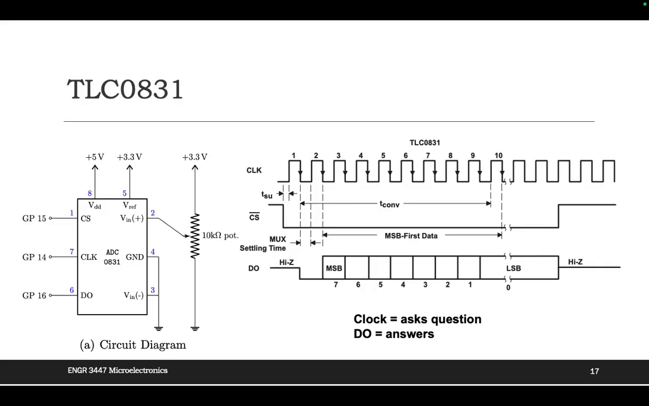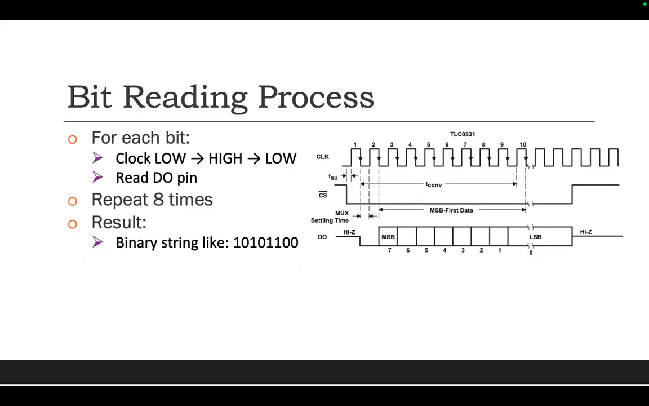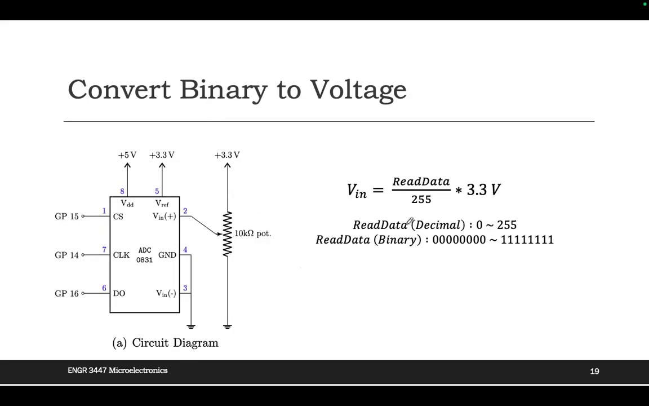Yeah, this is how the ADC 0831 works. You can see for each bit the clock goes from low to high to low, and I will read the DO pin, and repeat 8 times, and the result is a binary string like this one. You will see this in this lab. And you can see here this is the voltage. When you adjust that potentiometer, you can calculate the voltage you will read.